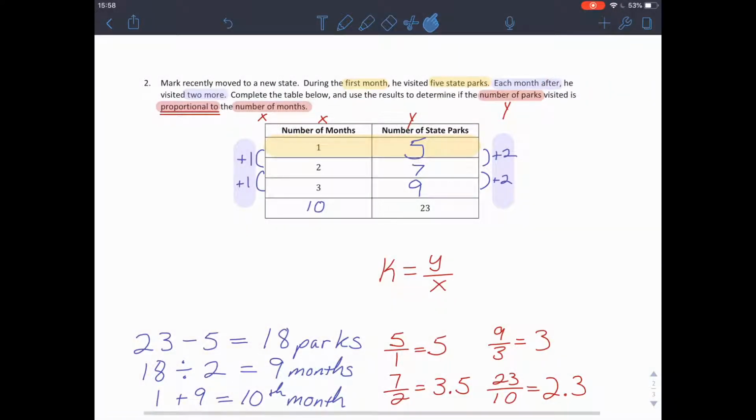What does this video make you wonder about making tables from word problems? What does it make you wonder about determining if tables are proportional? Write down your questions so you don't forget them. Then you can try to find answers online or ask a classmate or a teacher.